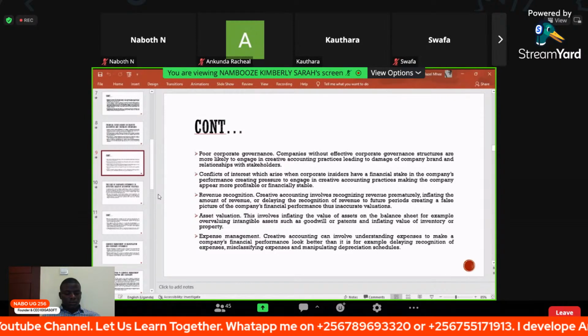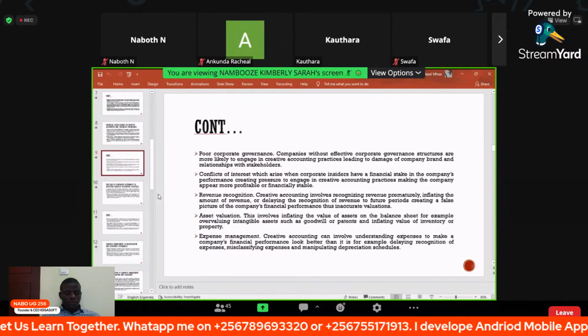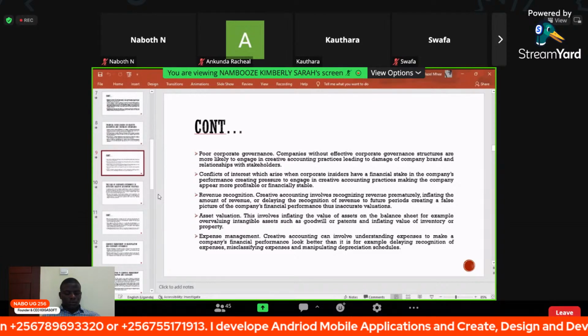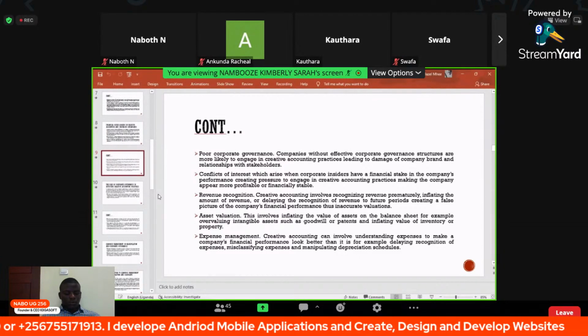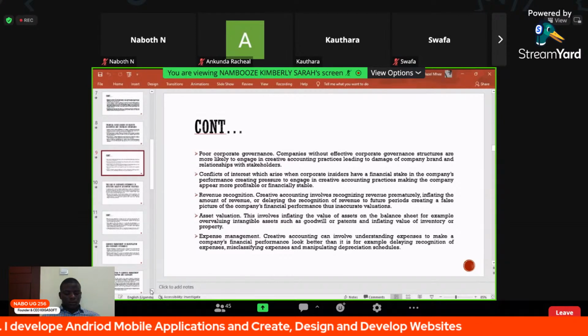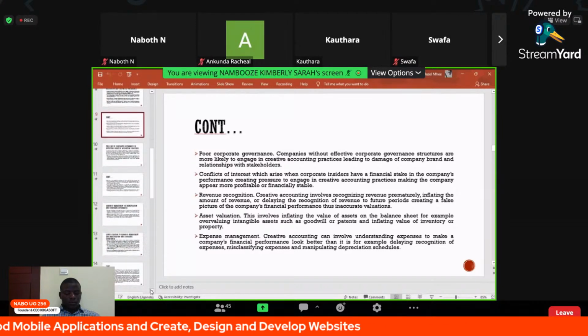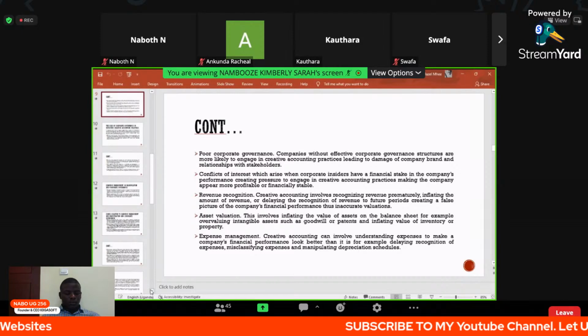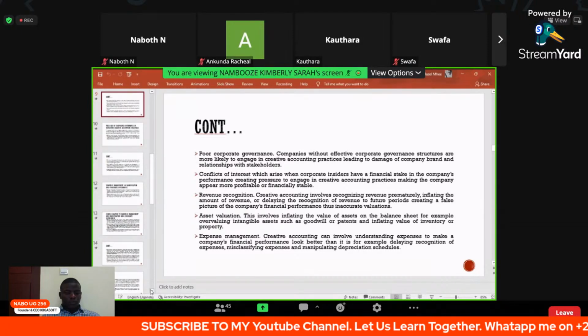The other point is expense management. Creative accounting can involve underestimating expenses to make a company's financial performance look better than it is. For example, delaying recognition of expenses, misclassifying expenses, and manipulating depreciation schedules.